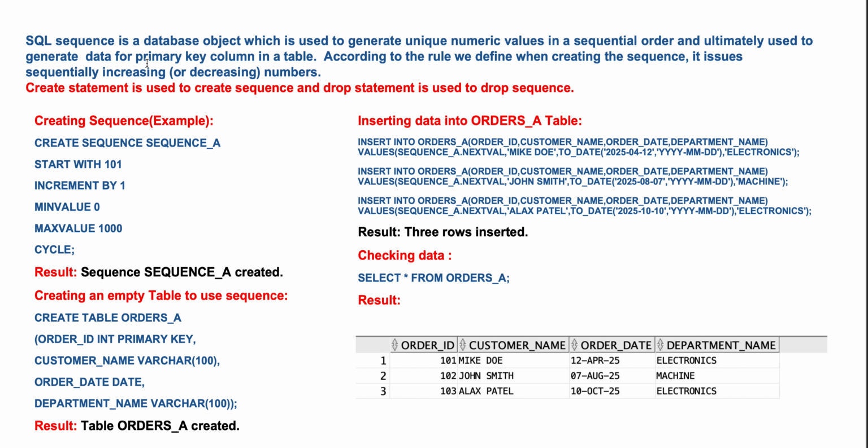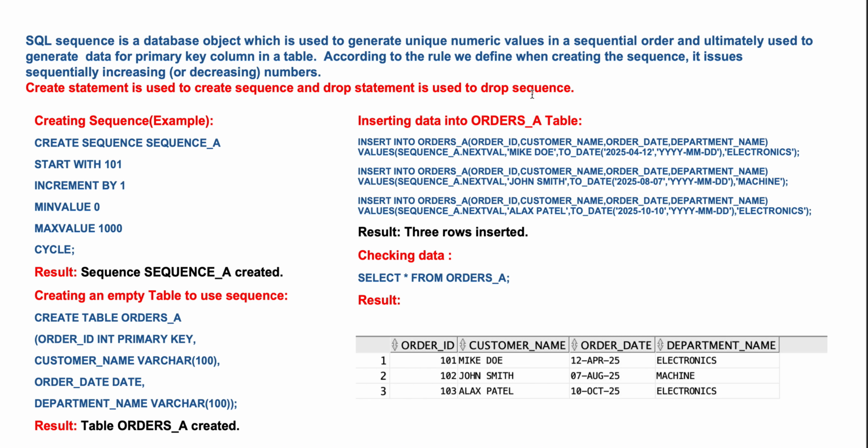A SQL sequence is a database object which is used to generate unique numeric values in a sequential order, and ultimately used to generate data for a primary key in a table. According to the rule we define when creating a sequence, it generates sequentially increasing or decreasing numbers. Next, how can we create a sequence? We can create a sequence by using the create statement. At the same time, we can drop a sequence by using the drop statement.